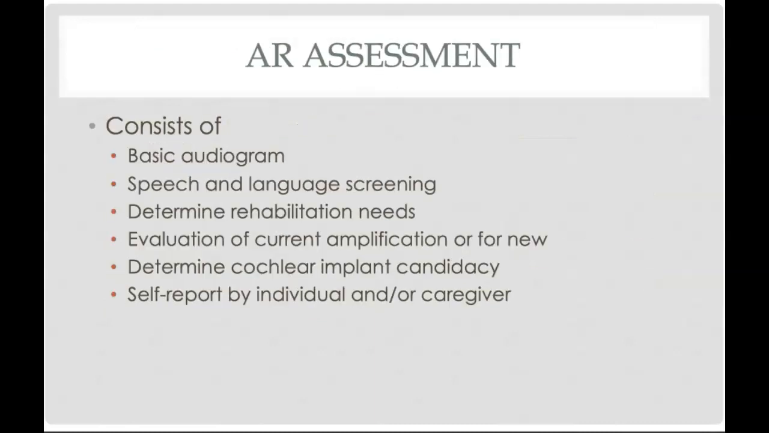The AR assessment: basic audiogram obviously is important. Speech and language, look for any kind of issues there. Do some kind of checklist to look at their needs, evaluate hearing aids and cochlear implants, and deal with that part. And then any kind of self-report.